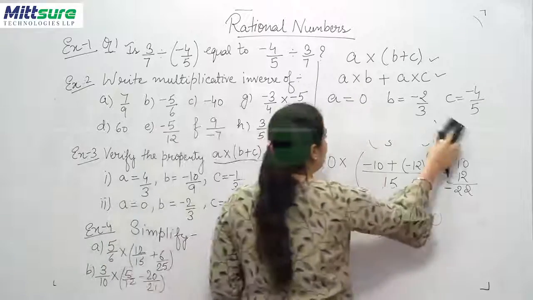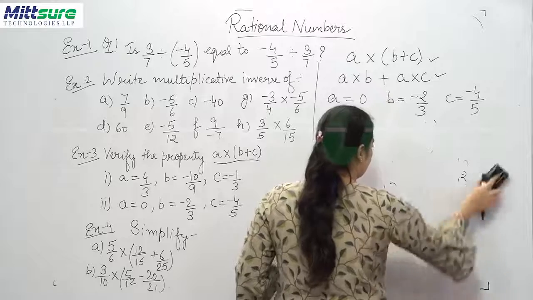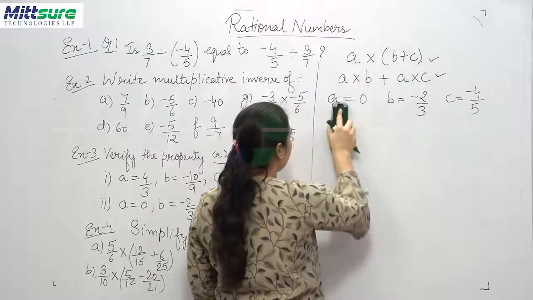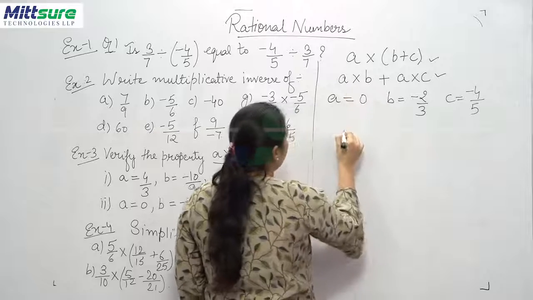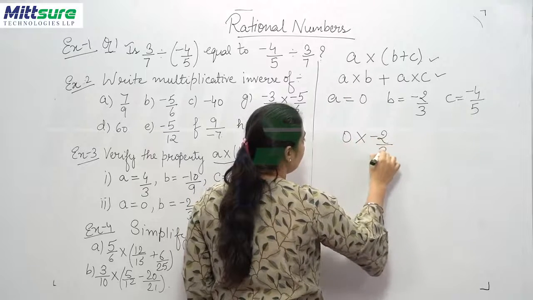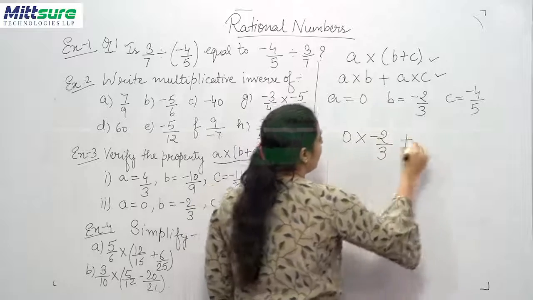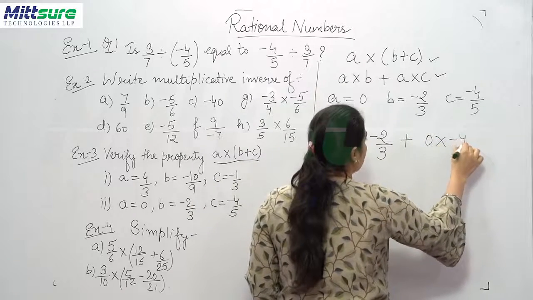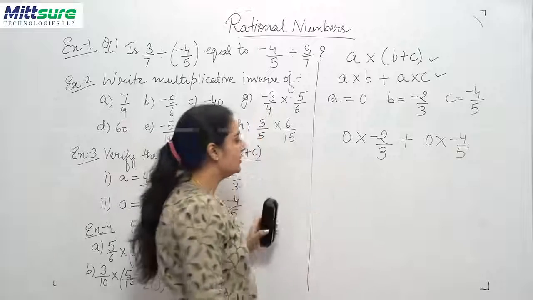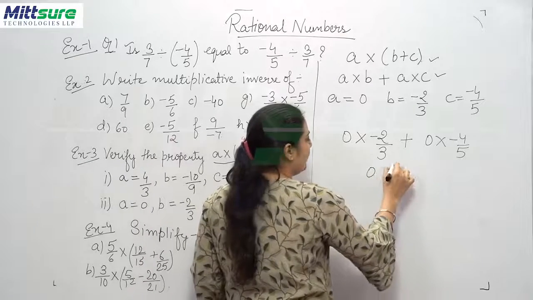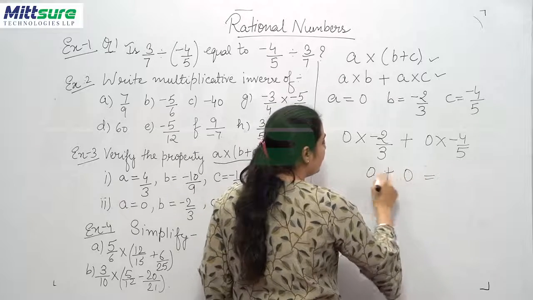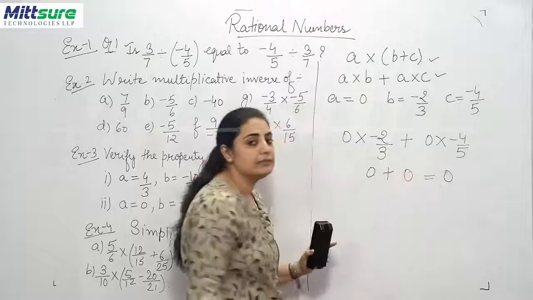Now let's apply the same in the next condition. Now A into B, 0 multiplied by minus 2 upon 3 plus 0 multiplied by minus 4 upon 5. So it is very easy. The first condition will become 0. Therefore, the other condition will also become 0. And when you add 0 plus 0, ultimately you get 0.